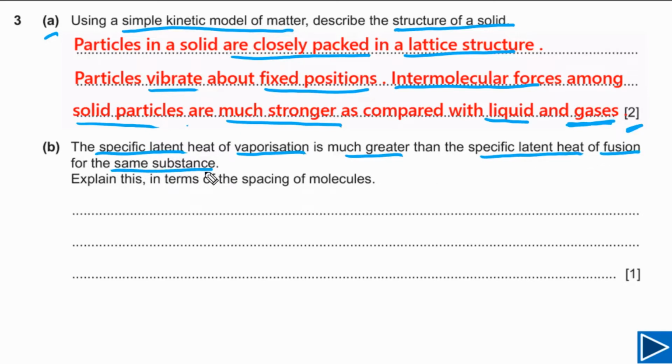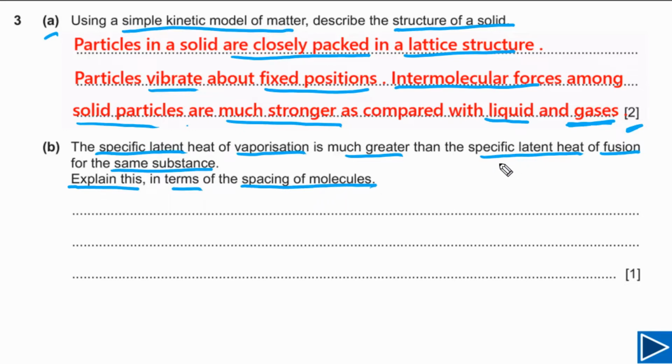Same substance, let's imagine that we are talking about water. If you look at the specific latent heat of vaporization of water, it is much greater than the specific latent heat of fusion of water. This is what the question is telling us: for the same substance, any substance you can take. Next, the question is asking us to explain this in terms of the spacing of molecules.